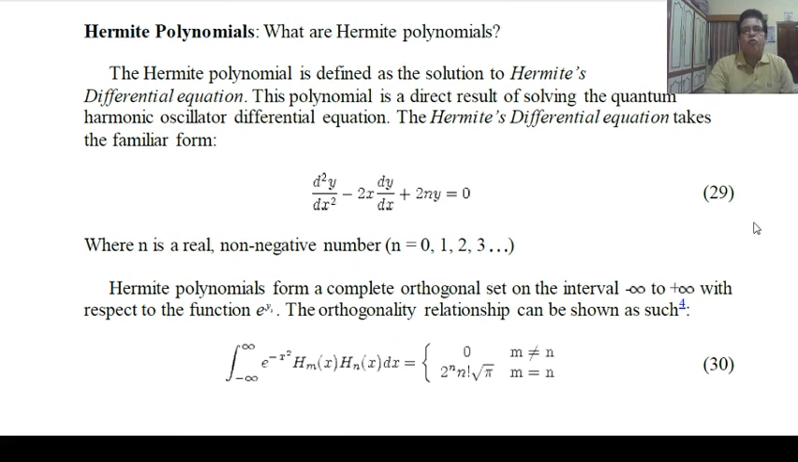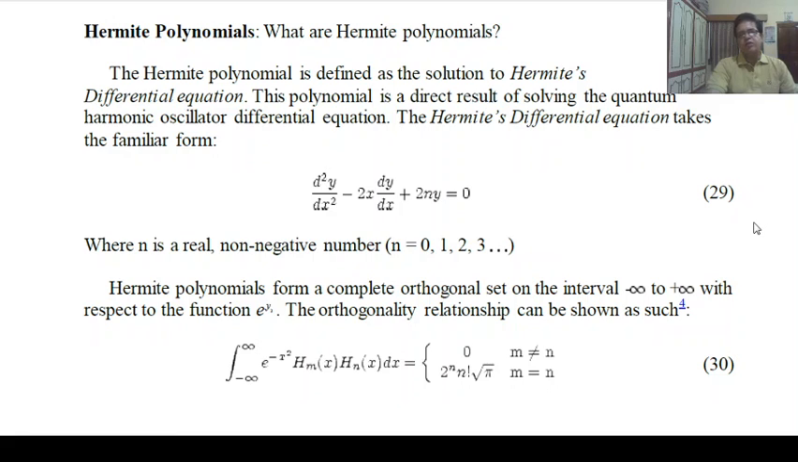Hermite polynomial. What are the Hermite polynomials? You studied these kinds of polynomials in your mathematical physics, different kinds of polynomials. A Hermite polynomial is defined as the solution of Hermite's differential equation. This polynomial is a direct result of solving the quantum harmonic oscillator differential equation.